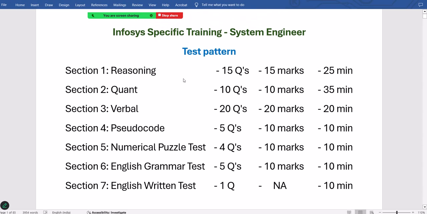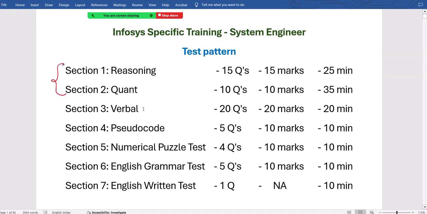So everybody have an idea regarding the Infosys test pattern? These are different sections: reasoning, second one quant. In the exam they'll show it like technical ability. The section name is given as technical ability, but still they're asking quant and reasoning questions. In reasoning they'll ask quant, and in quant they're asking reasoning, vice versa. You have to understand both sections together.